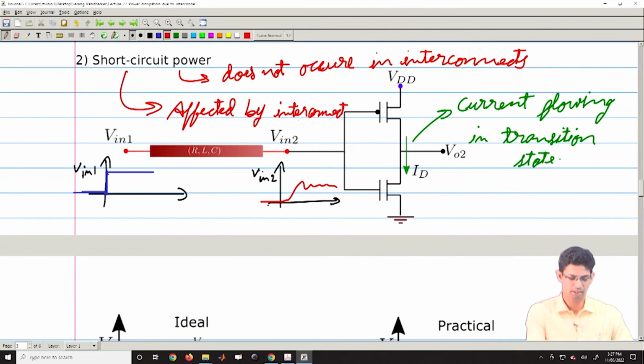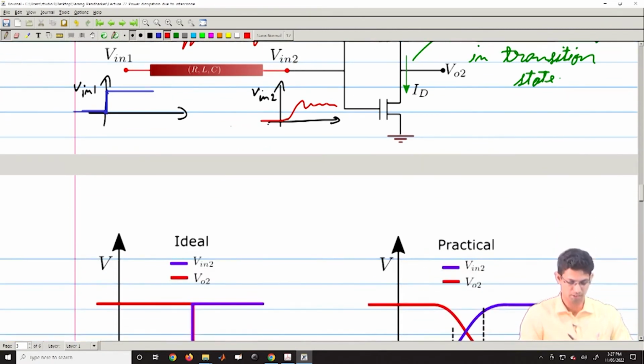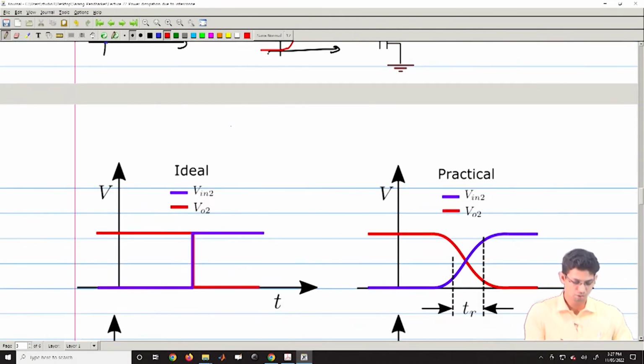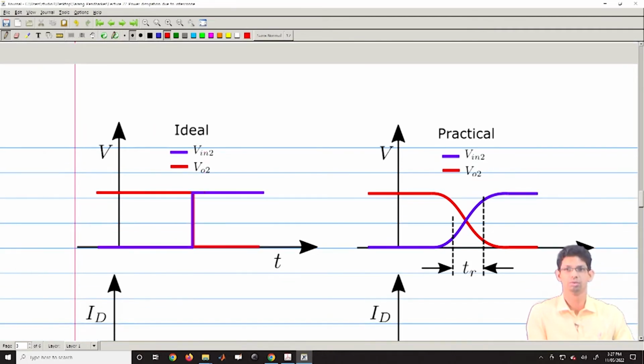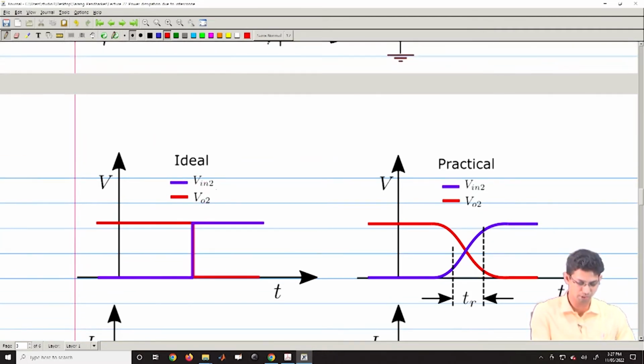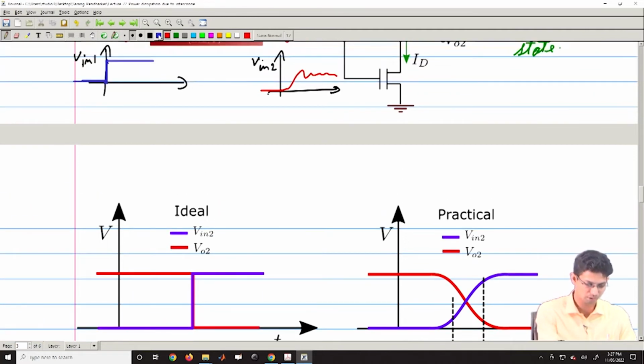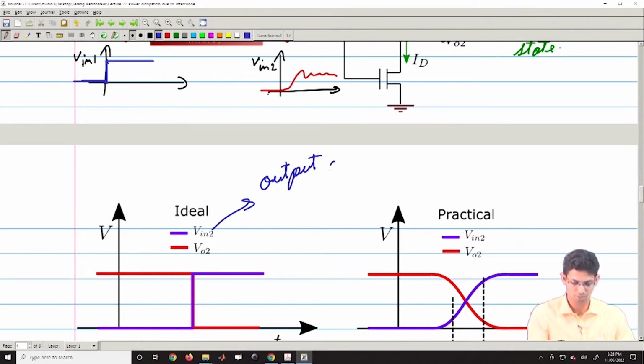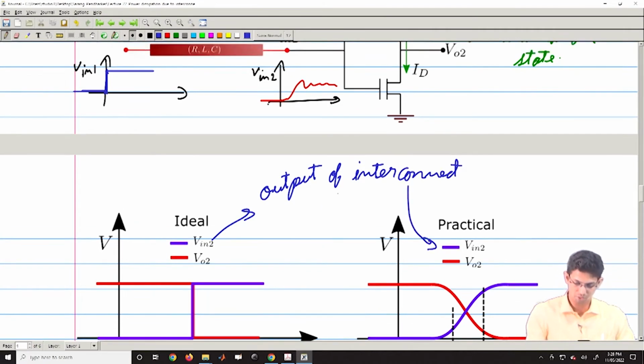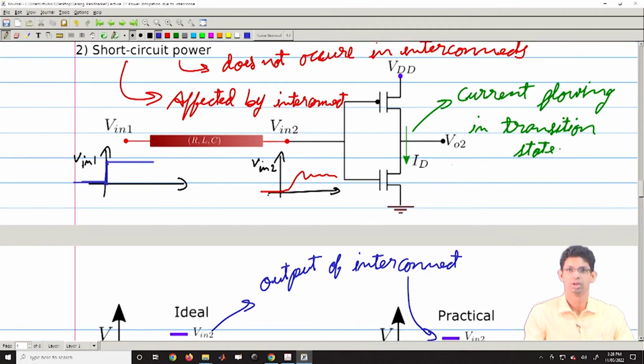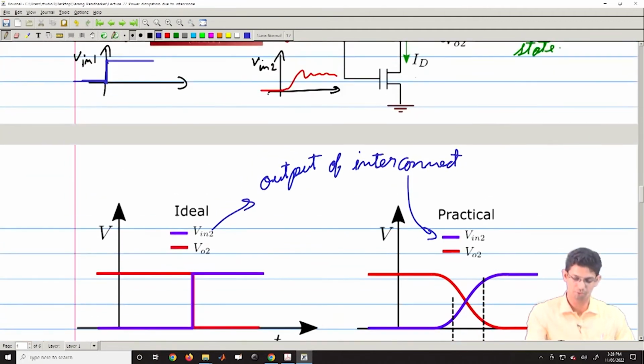So, how does that dependence come? Let us go into a bit more detail. Here I am showing you two scenarios. So, your V in 2 is the output of your interconnect, right. So, this is the output of the interconnect in both these cases, and V out 2 here is the output of your final device.